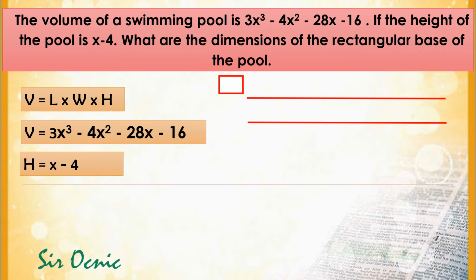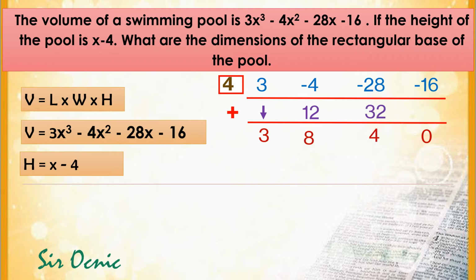Using synthetic division, the numerical coefficients of our polynomial are 3, negative 4, negative 28, and negative 16. Since x minus 4 is our height, x will now be equal to 4. Bring down 3, times 4 is 12, plus negative 4 is 8, times 4 is equal to 32, plus negative 28 is equal to 4, times 4 is equal to 16, plus negative 16 equals 0.